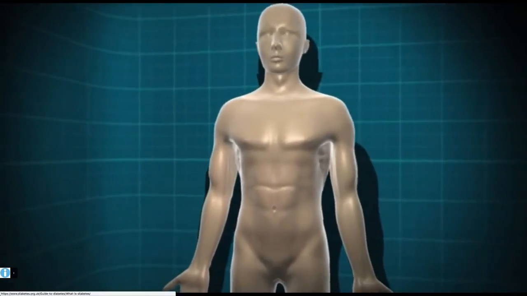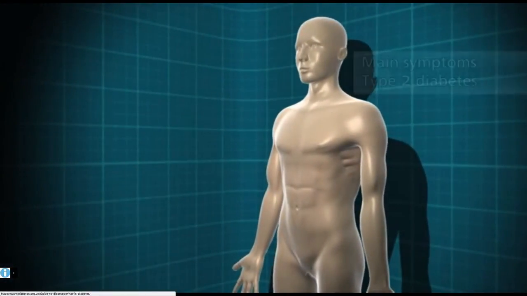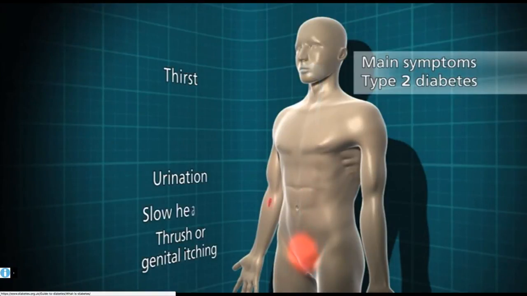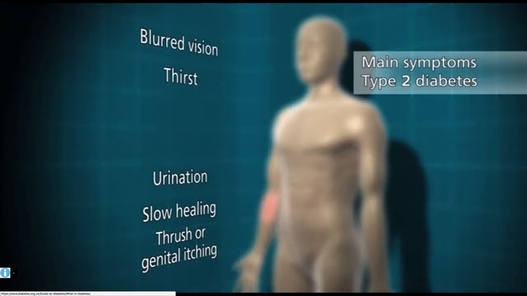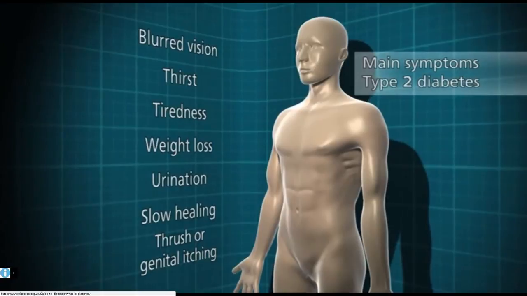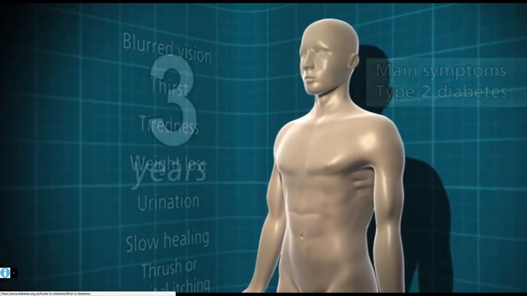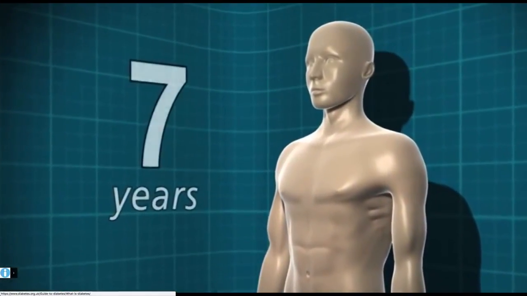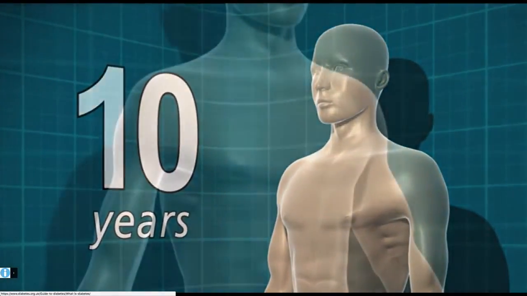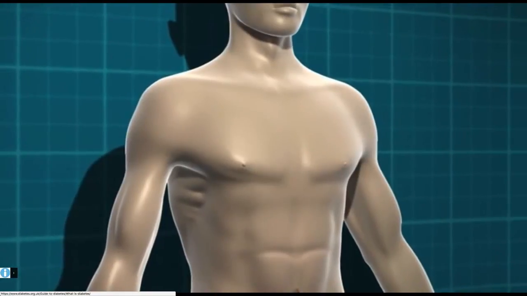As with type 1 diabetes, the symptoms of type 2 diabetes are going to the toilet a lot, thirst, thrush or genital itching, slow healing of wounds, blurred vision, tiredness and weight loss in some people. The symptoms for type 2 diabetes come along very slowly, and some people don't have any symptoms at all. So for that reason, people can live with type 2 diabetes for up to 10 years before they realise they have it.